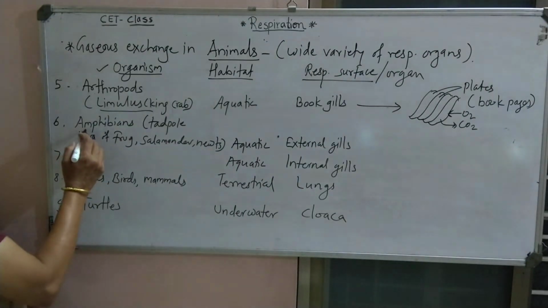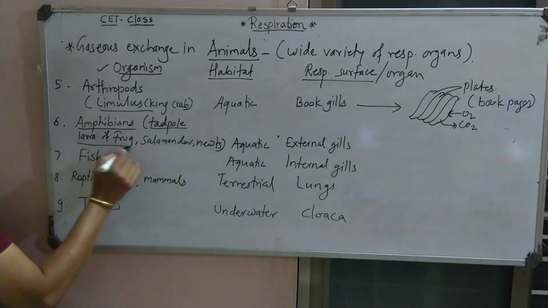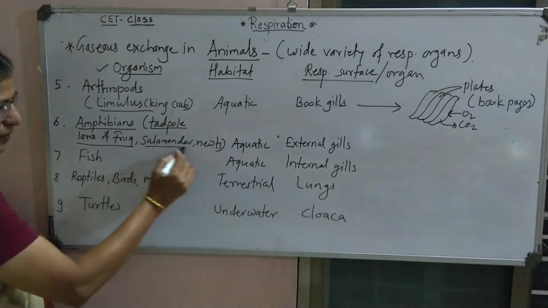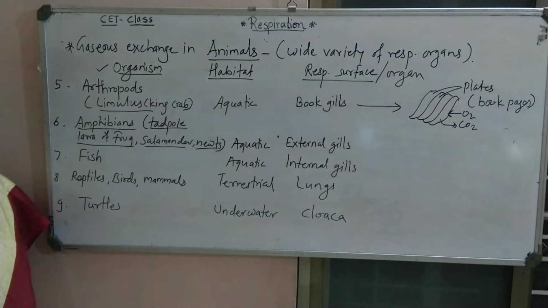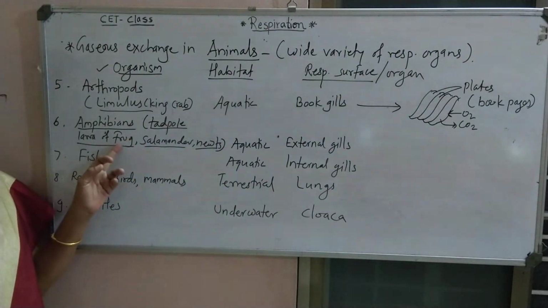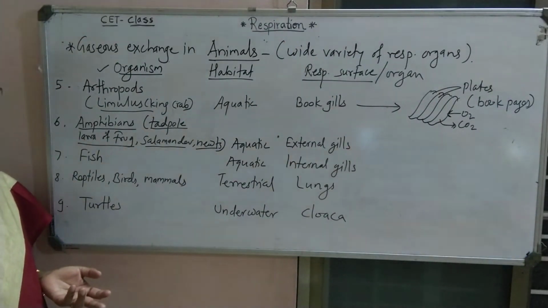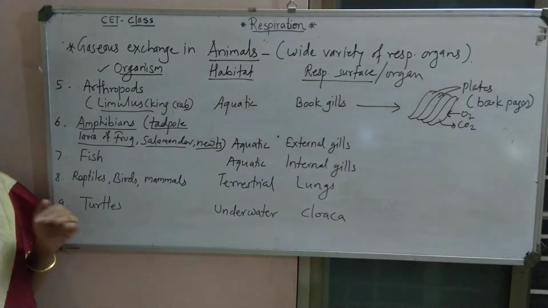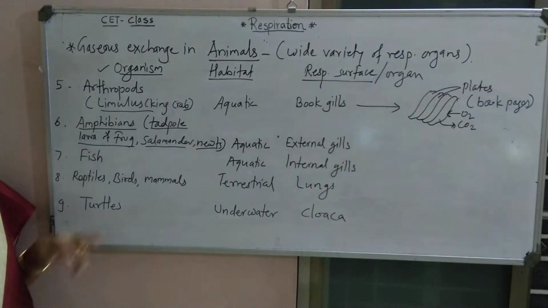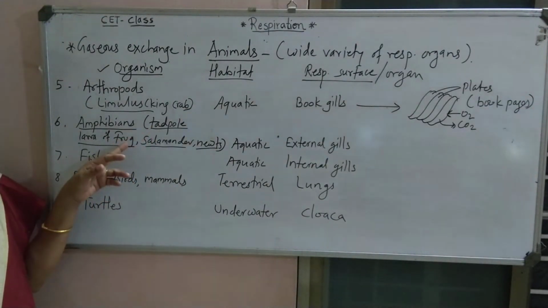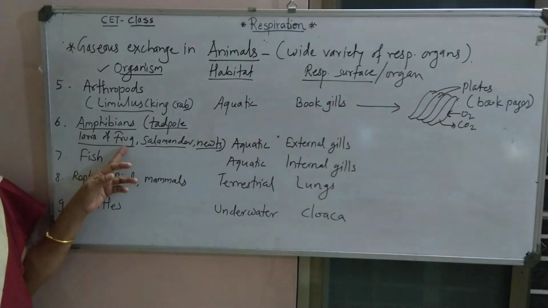The next organism is amphibians. For example, tadpole larva of frog, salamander, newts, etc. These are the examples of amphibians. Now, the frog is a very specific animal which can live in water as well as on land. Salamander also, newts also. But here, the tadpole larva is one of the life stages in the life cycle of frog.